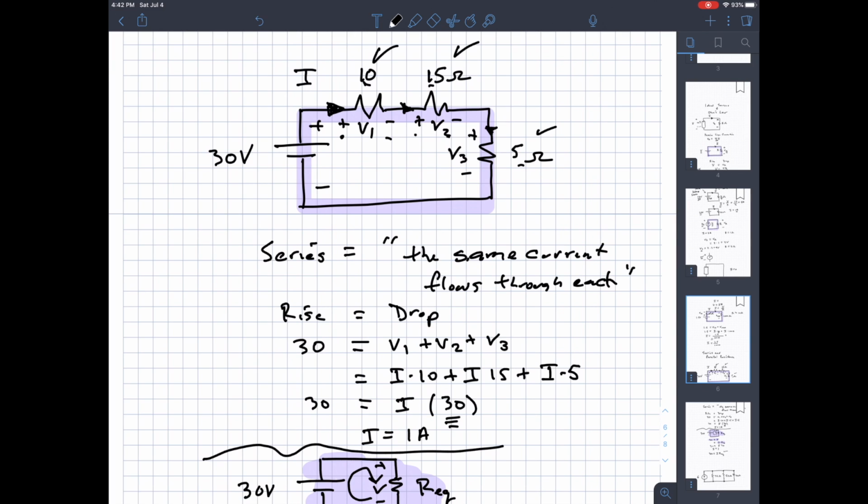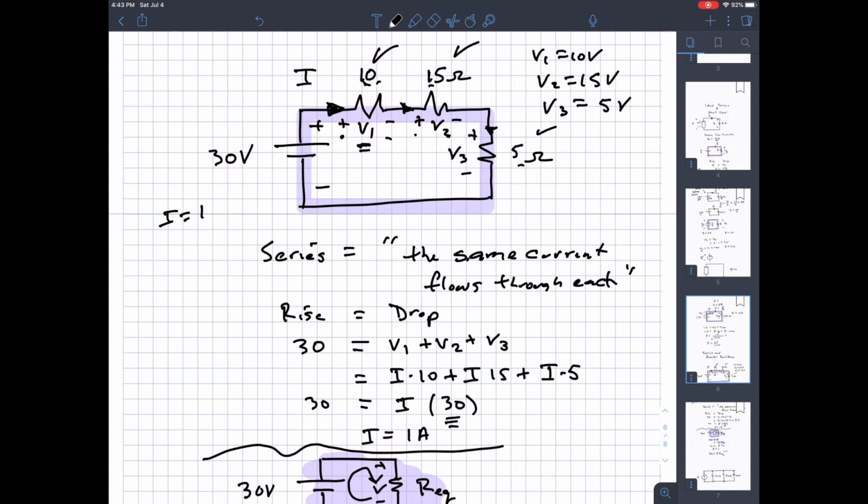Like if I wanted to know what V1 is, because I already know what I is, 1 amp in this case, then V1 is, according to Ohm's law, 10 times 1, so V1 is 10 volts. V2, 1 times 15 is 15 volts. V3, 1 times 5, which is 5 volts.